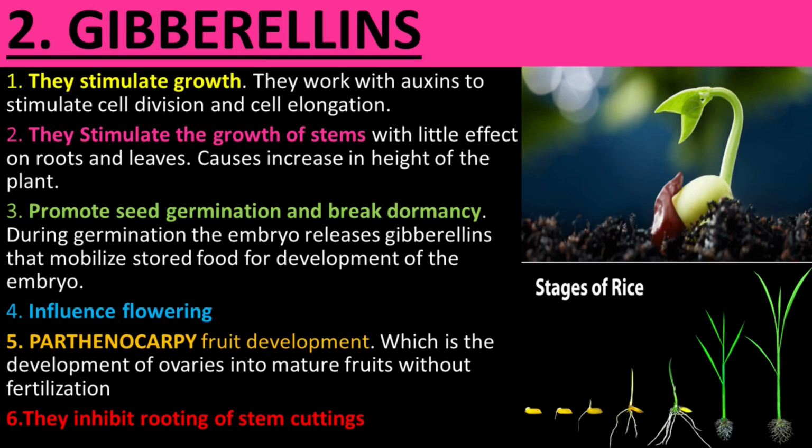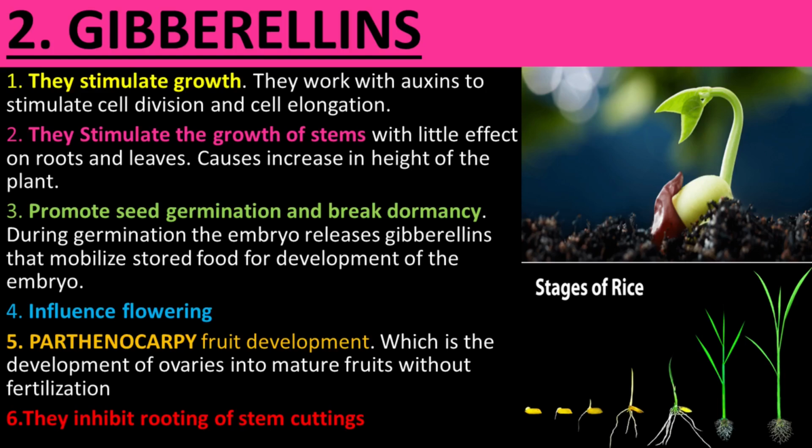Gibberellins promote seed germination and break dormancy. During germination, the embryo releases gibberellins that mobilize stored food for development of the embryo. They influence flowering. Parthenocarpy, fruit development, which is the development of ovaries into mature fruits without fertilization. They inhibit rooting of stem cuttings.